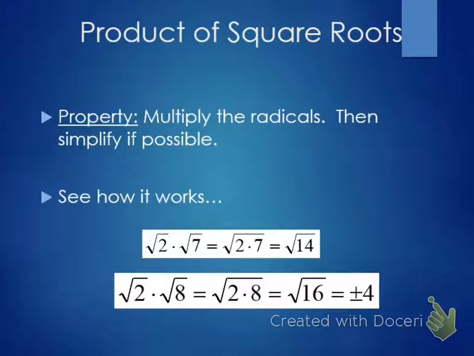Another example before we work out our own, this one does simplify. If we take the square root of 2 times the square root of 8, 2 times 8 is 16, and 16 is a perfect square number. The square root of 16 is 4. Now you'll notice they put the plus or minus sign. Yes, plus or minus 4.